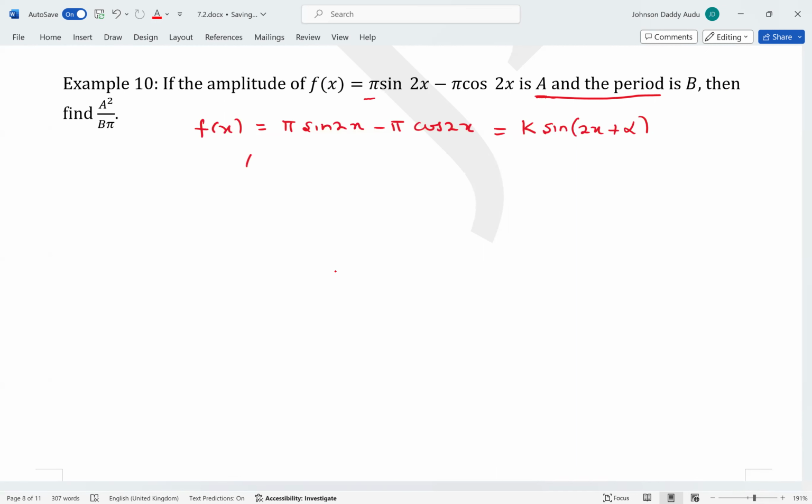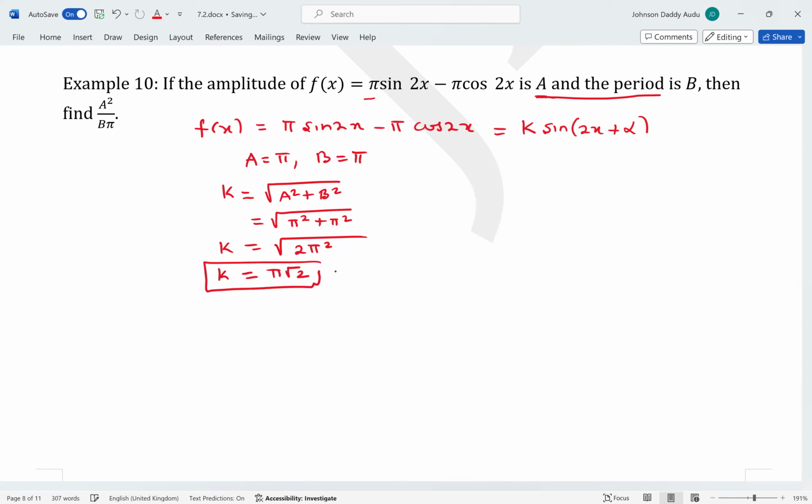But what is A? Let's take our A to be pi, and B is also pi. A is the coefficient of sine 2x. So it means that K is going to be the square root of A squared plus B squared, which is just the square root of pi squared plus pi squared. This is going to be 2 pi squared. Now, if you take the square root, pi will go out, so you have pi root 2 as K. All right, so I think we don't need alpha in this case.